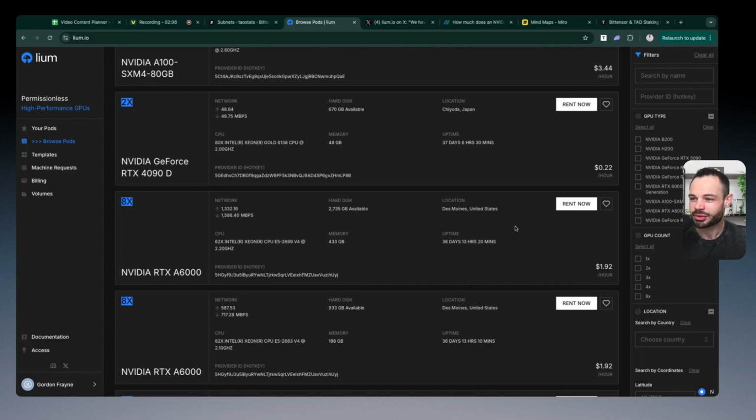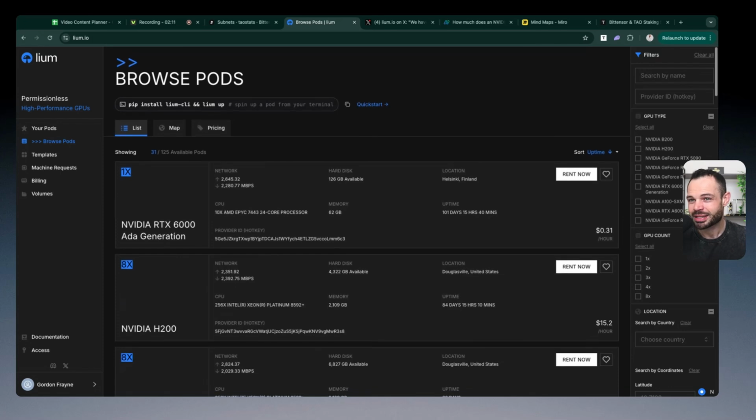And the phenomenal thing about using decentralized protocols like Lium is the fact that they are so much more cost effective compared to their centralized AI competitors. In fact, GPU rentals are up to 90% cheaper than traditional cloud providers.